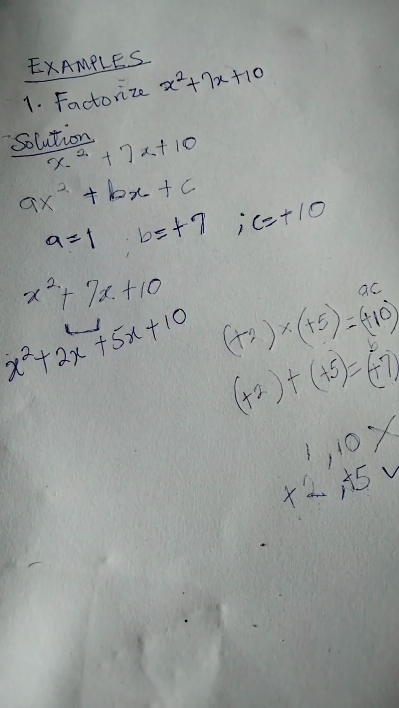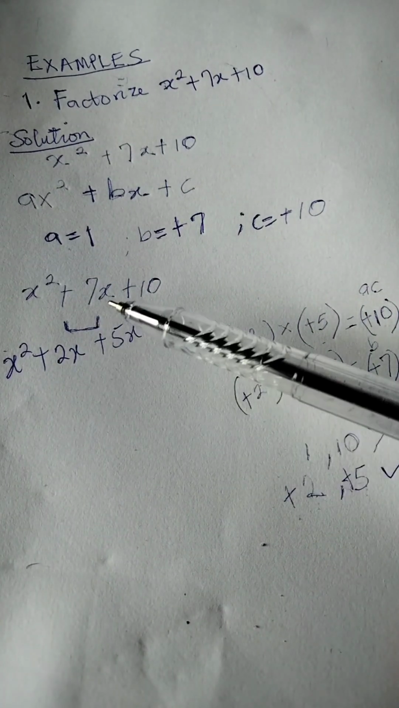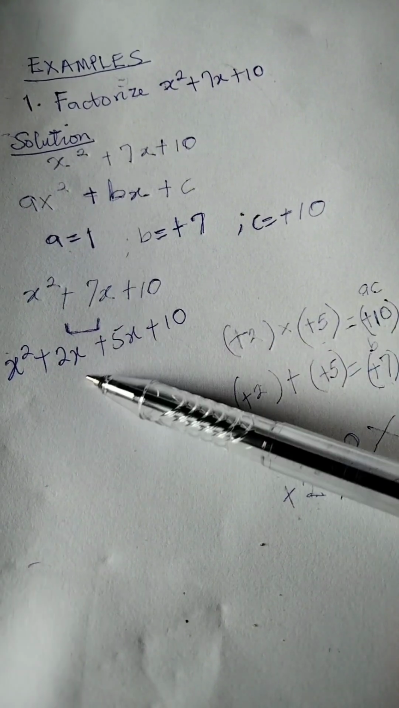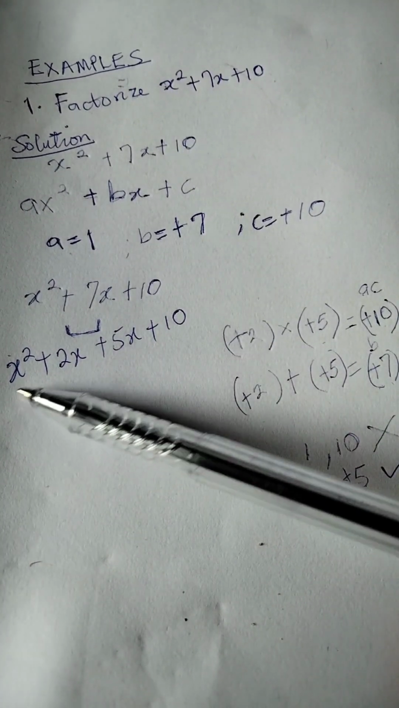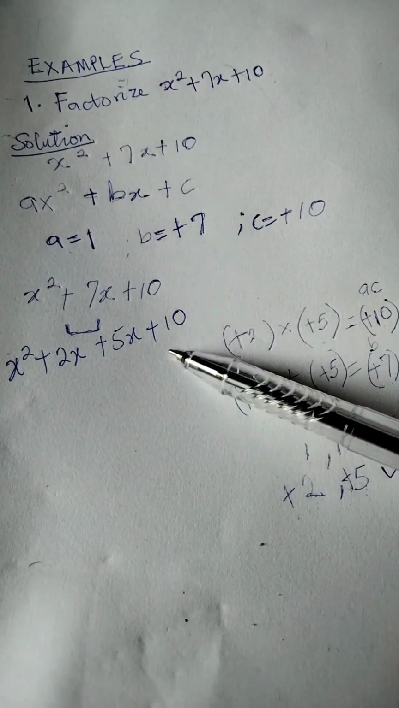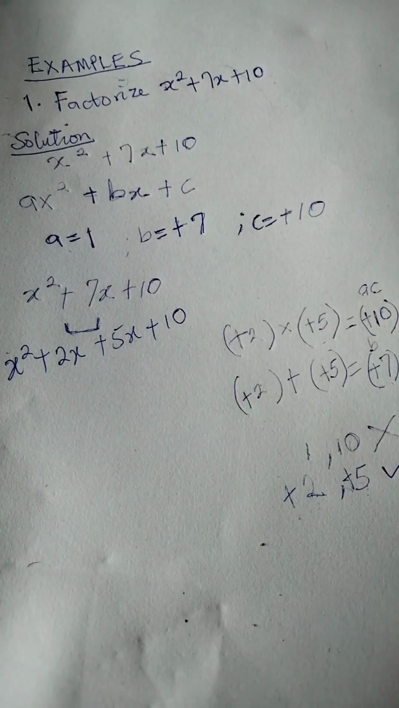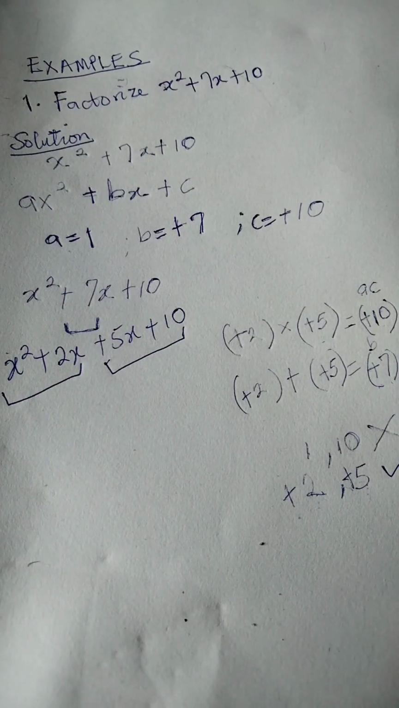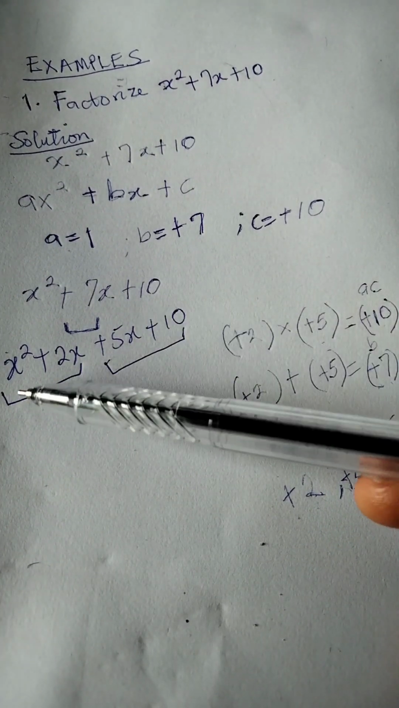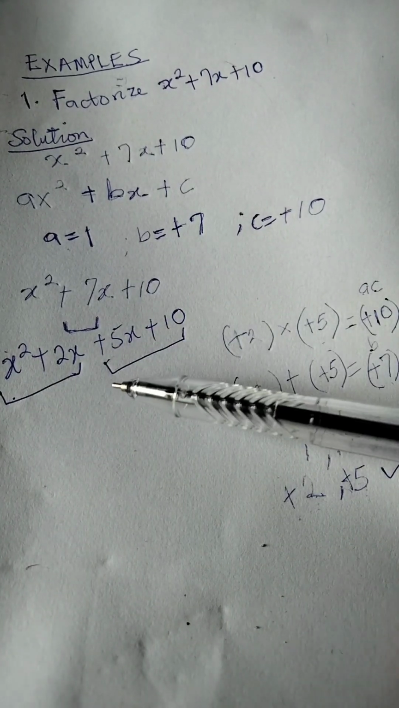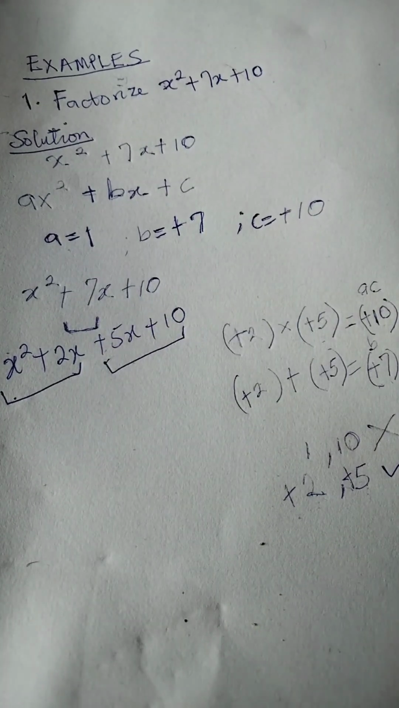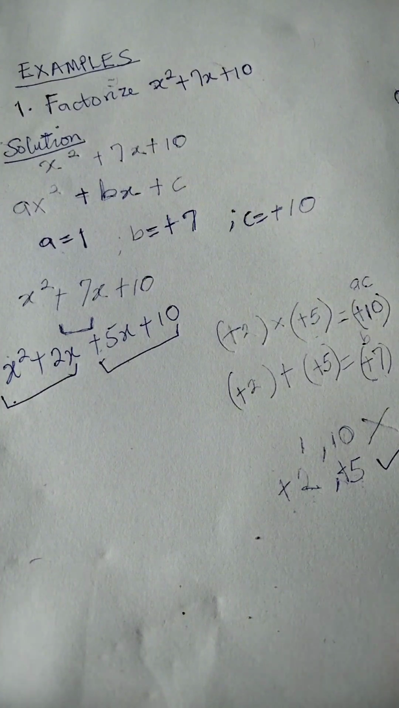Just follow me. Alright, so we've replaced plus 7 here with plus 2x and plus 5x. So we have 4 items here. To factorize them, we're going to take them in twos. The first group is x squared plus 2x, and the second group is plus 5x plus 10. So what do we do from here?